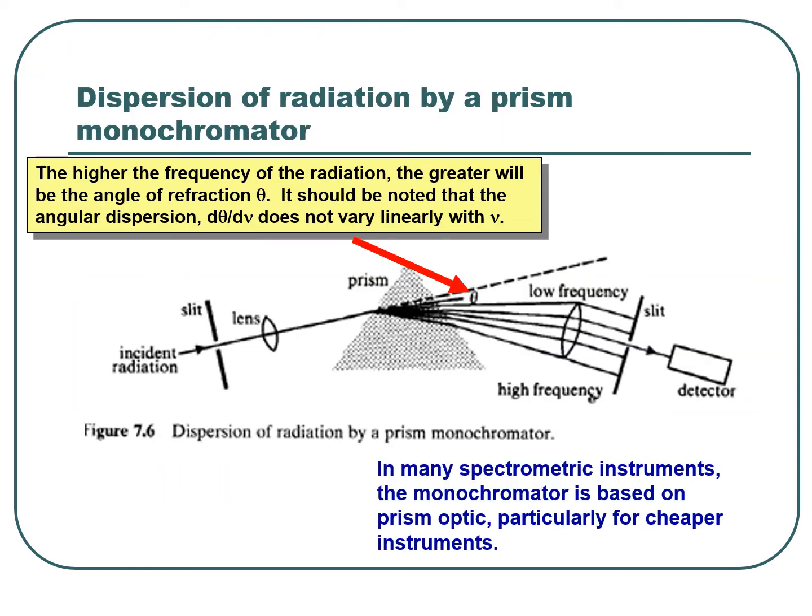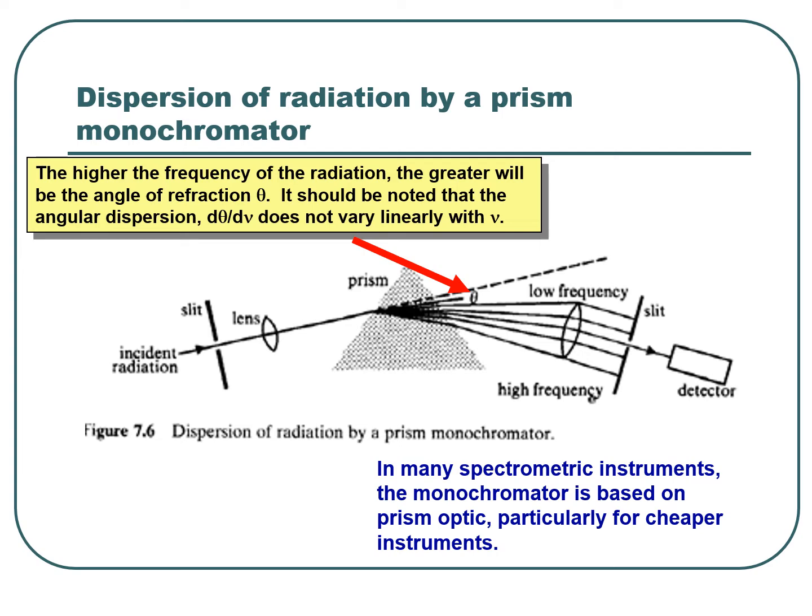Class, this is an example of the dispersion of radiation by a prism monochromator. In the monochromator, the higher the frequency of the radiation, the greater the angle of refraction theta. Thus, it should be noted that the angular dispersion, d theta over d nu, does not vary linearly with nu.